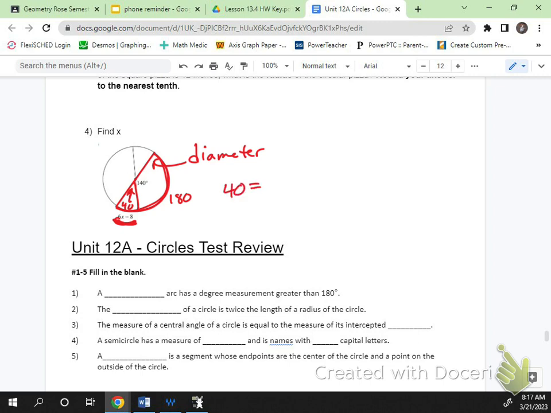So I'm going to set up this equation. 40 equals 6x minus 8. Do you see how we did that? So now I'm going to add 8 to both sides, and I'm solving. We're going to divide both sides by 6. You should get x is 8. So first, look for clues. It gave you a diameter. A diameter makes half a circle, so it's 180. I subtracted 140 from 180, got my other angle, and set it equal to that algebraic expression.